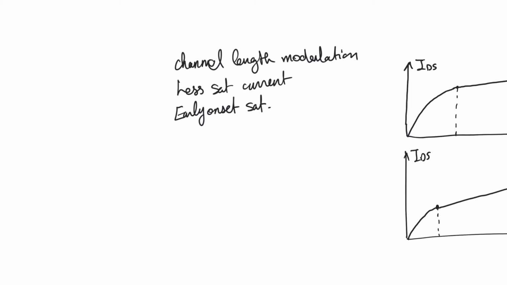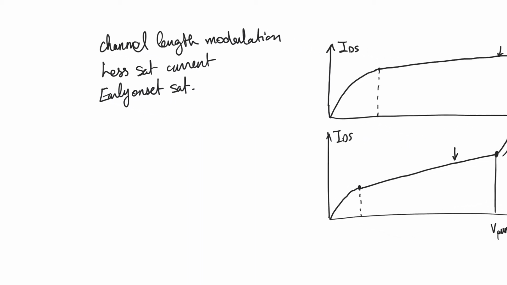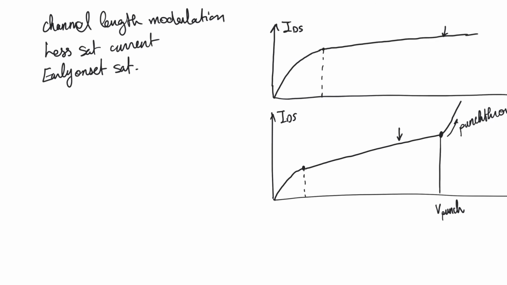Notice that when I say that the voltage at which saturation occurs is earlier, I don't mean that it is earlier in absolute terms. So if this is VSAT for the long channel transistor, I don't just mean that VSAT for the short channel transistor is smaller than VSAT for the long channel transistor. I mean that VSAT for the short channel transistor is smaller than VSAT for the very same short channel transistor if it were to pinch off. So even if we account for scaling down voltages and scaling down dimensions, the voltage at which we saturate is still earlier than would be expected.